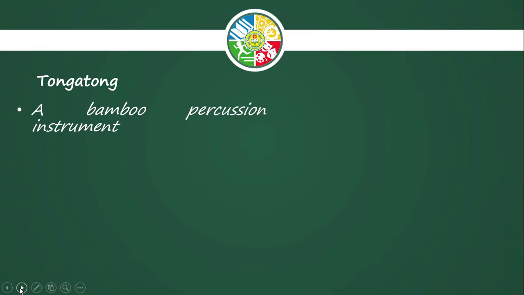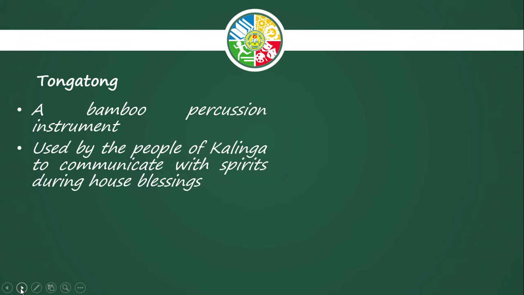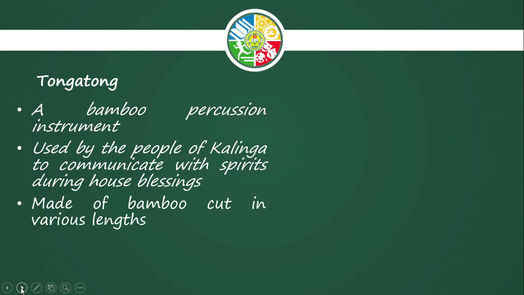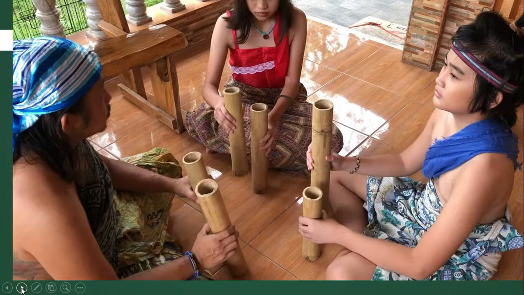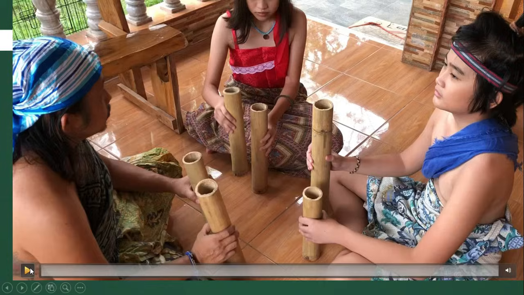Tungatong is a bamboo percussion instrument, meaning to say it is an instrument that is struck. It is used by the people of Kalinga to communicate with spirits during house blessings. It is made of bamboo cut in various lengths. So here is an example of tungatong.